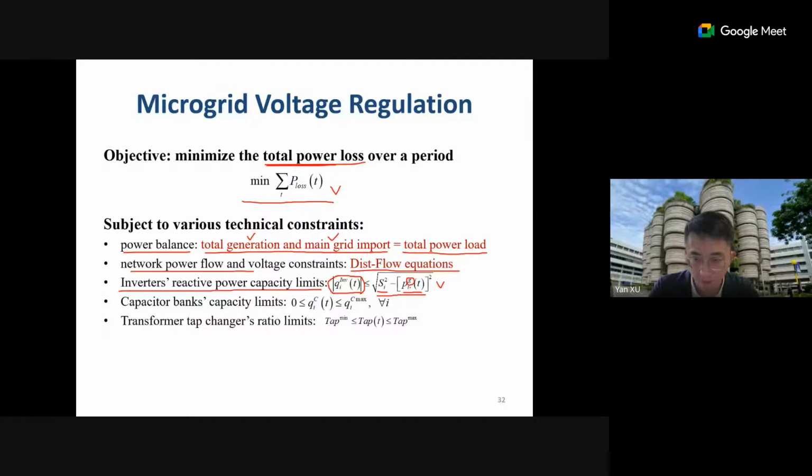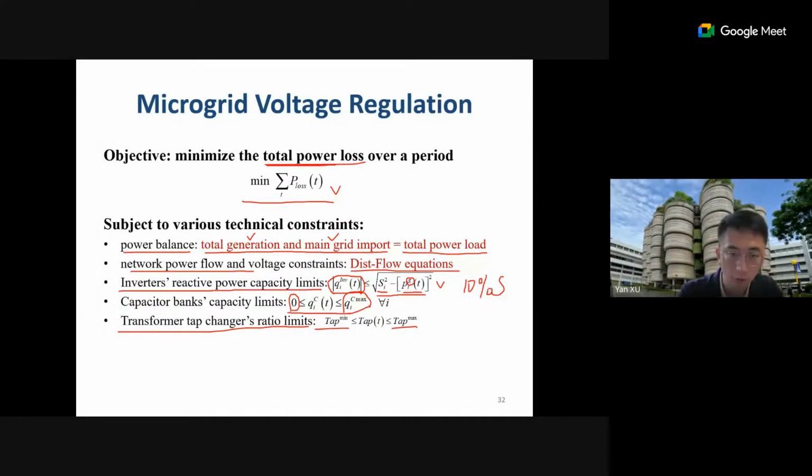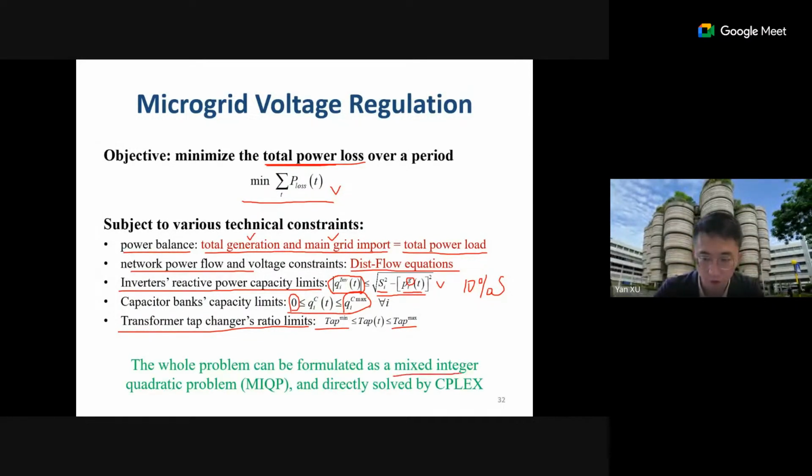So we can just simplify it. We can set a proper ratio. Let's say we only use 10% of S for voltage regulation, right? This is possible in practice. And for the capacitor bank's capacity, yes, it has a lower and upper bound for its rating. And for the tap change ratios, yes, we have minimal and maximal positions. So in this case, the whole problem will be modeled as a mixed integer quadratic problem. Now, why is it quadratic? It's because of power loss.